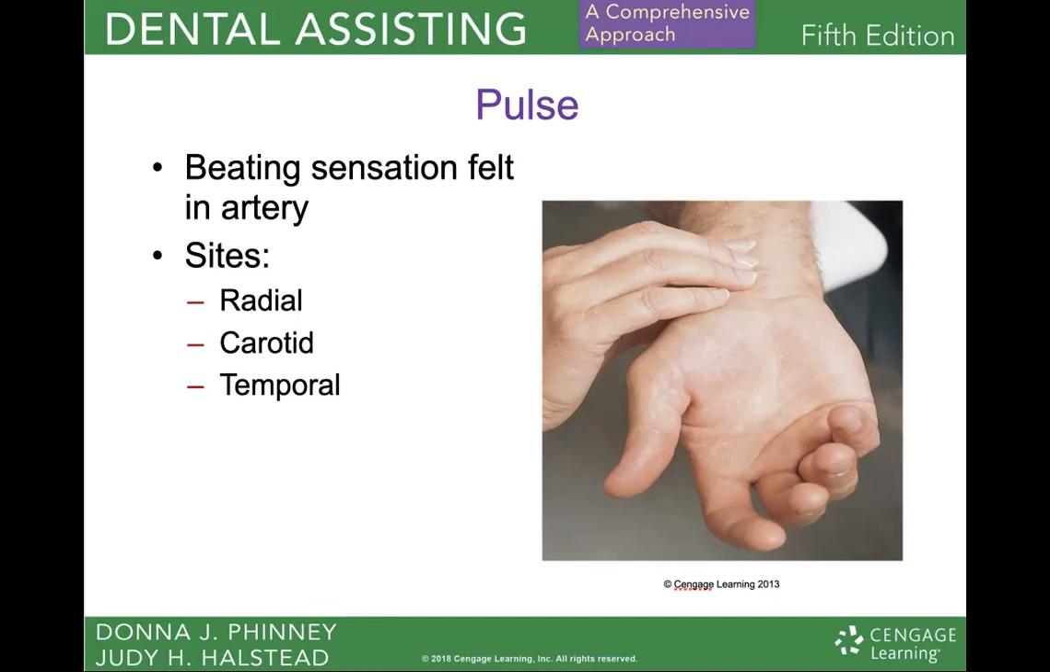The radial site is on the underside of the wrist, close to the thumb. The carotid site is in the neck, and the temporal site is felt near the eyebrow.